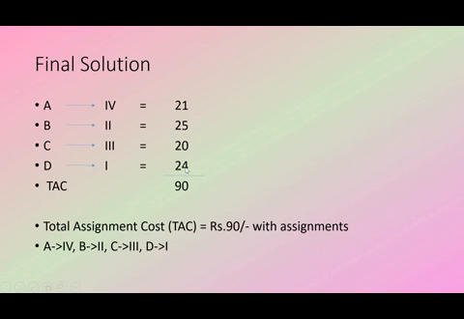1 plus 5, 6, 6 plus 4, 10, 0, 1 carry, 2 plus 1, 3, 3 plus 2, 5, 5 plus 2, 7, 7 plus 2, 9. So I get 90. So the total assignment cost denoted by TAC is equal to 90 rupees, with the assignments being A to 4, B to 2, C to 3 and D to 1. This is the final answer.